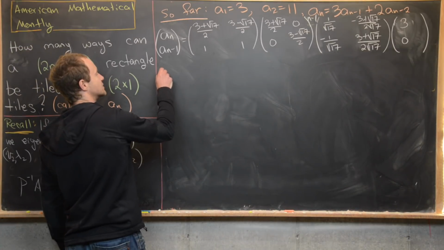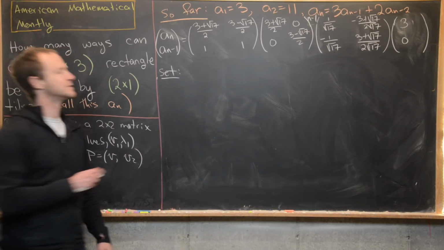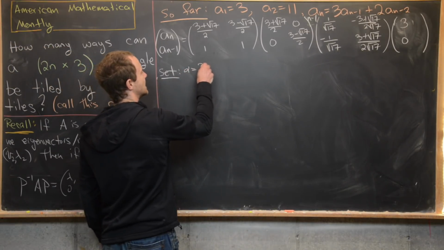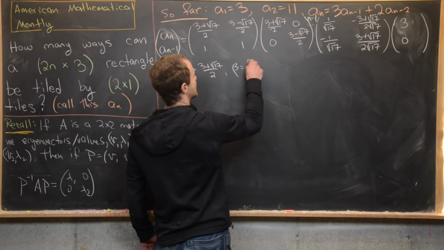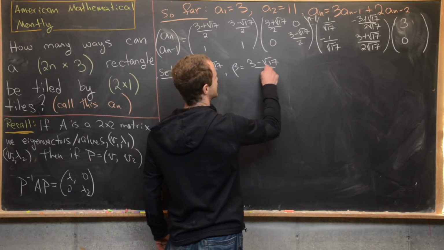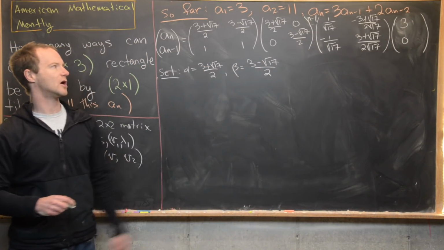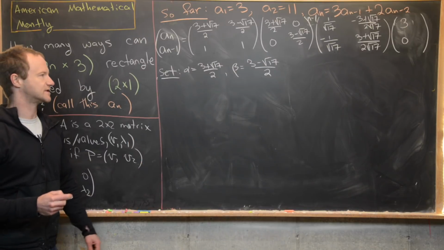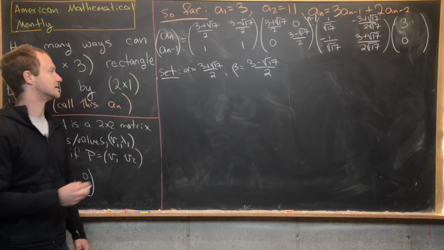And we're going to do that by introducing some new notation just to make it a little bit easier to write down. So I'm going to set alpha equal to (3 plus root 17) over 2 and beta equal to (3 minus root 17) over 2. Notice those two numbers show up all over the place in our matrices, so that's a standard trick to make it look a little bit simpler.